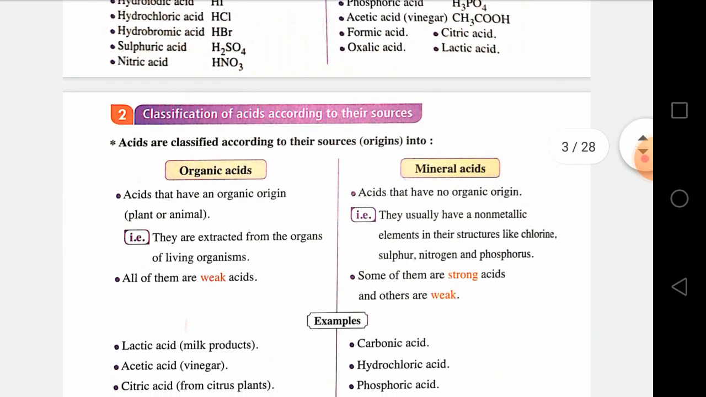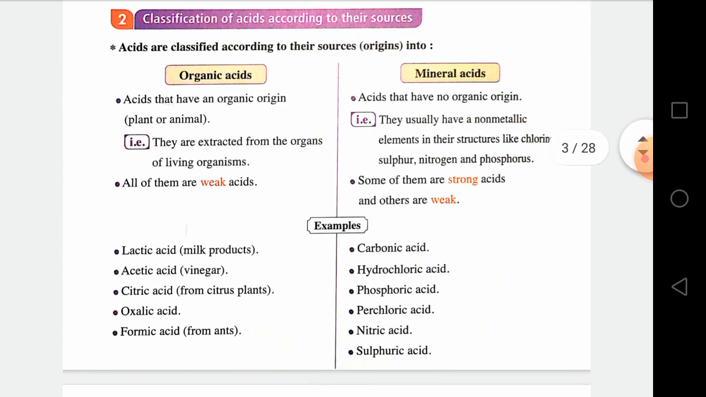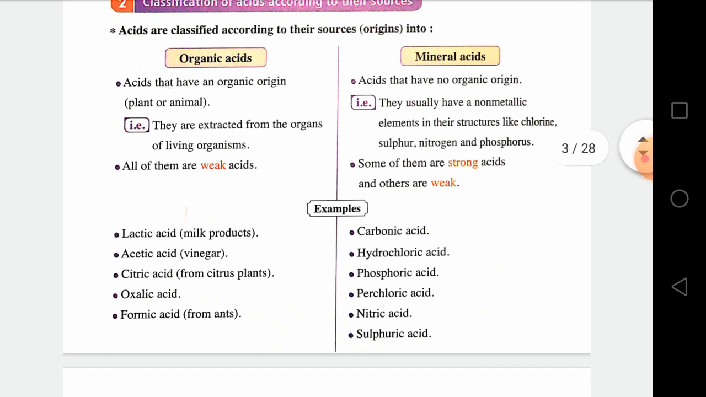Now we will transfer to the classification of acids according to their source. If its source is plant or animal, then this acid will be an organic acid. But if the source of the acid is mineral earth, not an animal or plant, it will be called a mineral acid. Generally, most organic acids, or all of them, are weak acids, while among mineral acids, some of them are strong and some of them are weak.